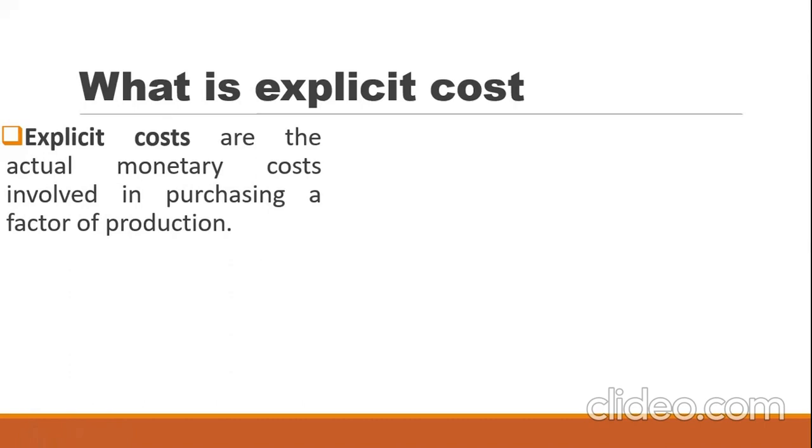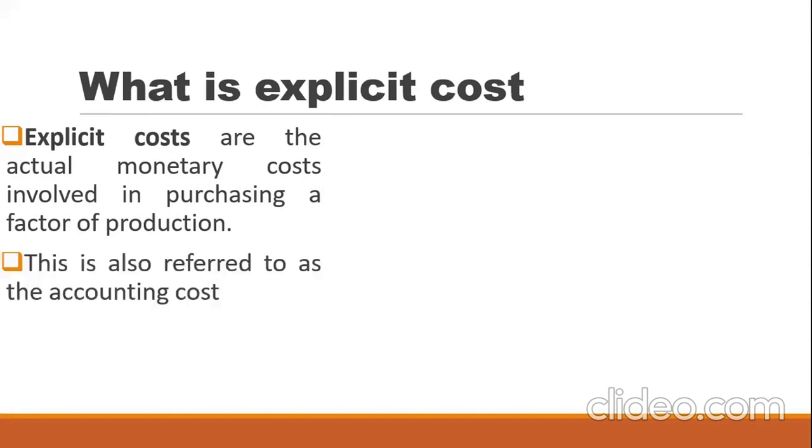You are able to identify that my cost of electricity is 10,000 because you get a receipt. That's another way to identify your explicit cost. You get a receipt for whatever cost you have incurred in the business. They have actual monetary value, and those are your explicit costs or your actual costs. And you also refer to them as the accounting costs.